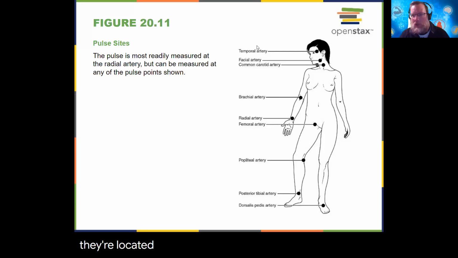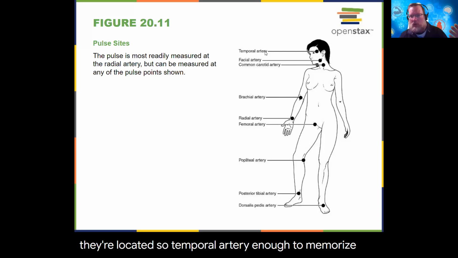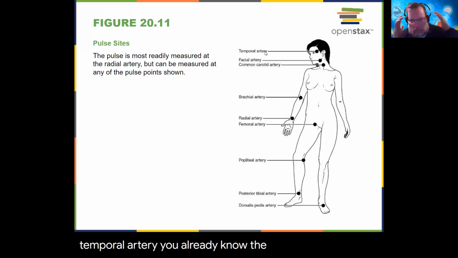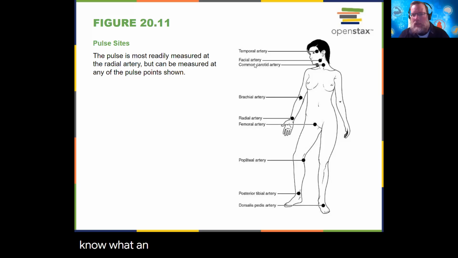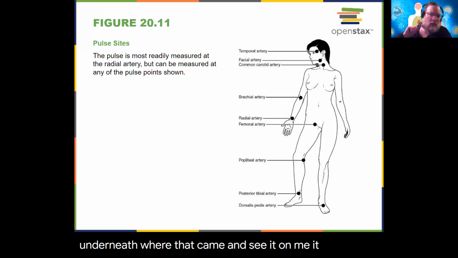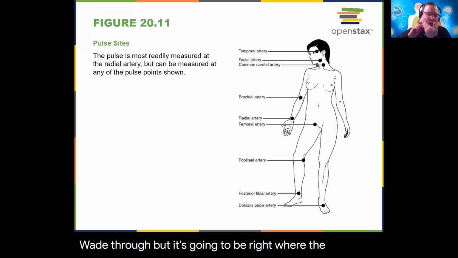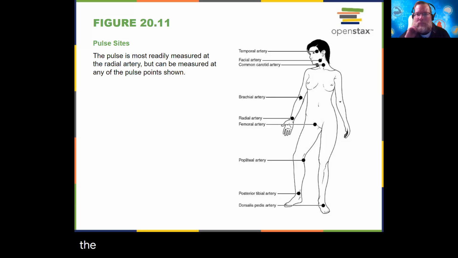So temporal artery, you don't have to memorize temporal artery. You already know what the temporal bone is. You know what an artery is. Facial artery, there you go, somewhere on the face. Now, carotid is going to be right kind of underneath, you can't even see it on me, I got to wade through, but it's going to be right around the ramus and the angle of the mandible, where you're going to find that facial artery.